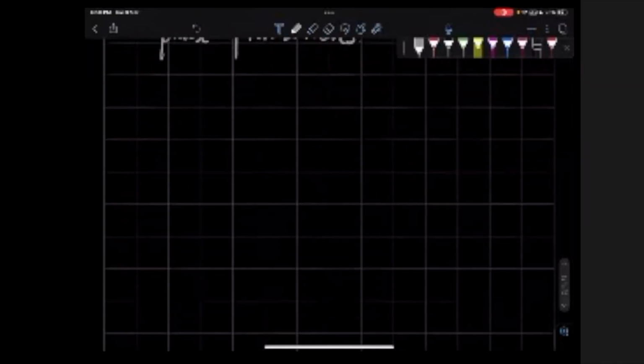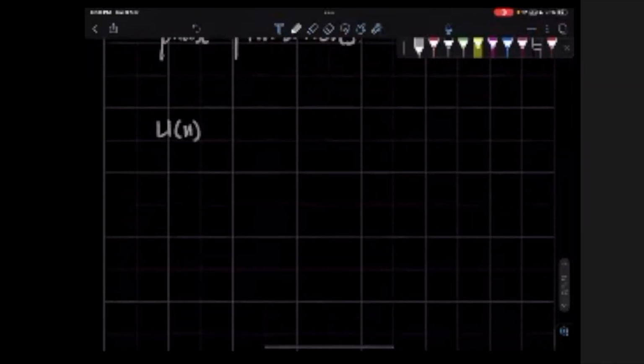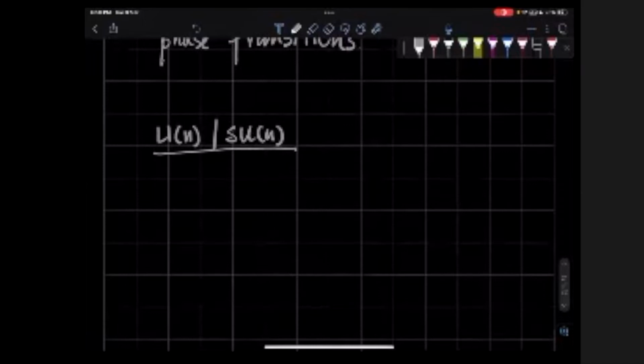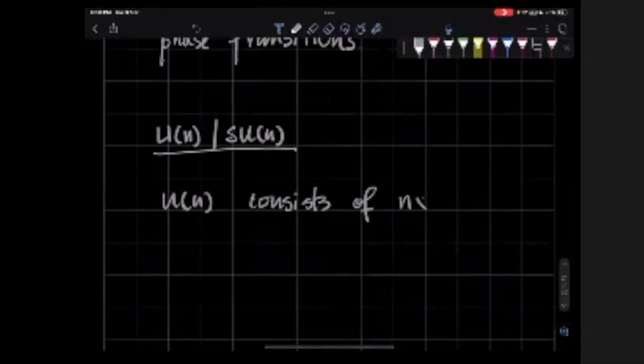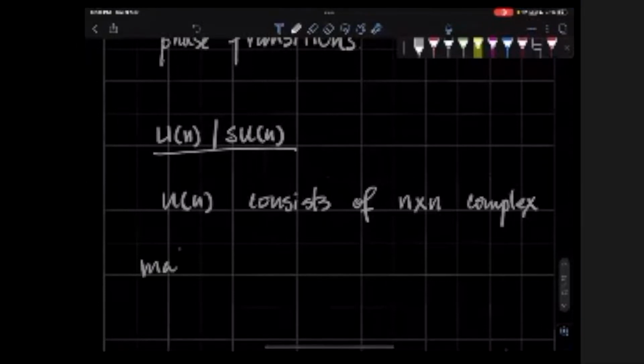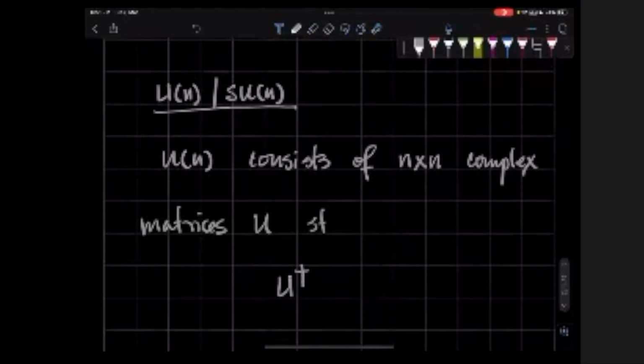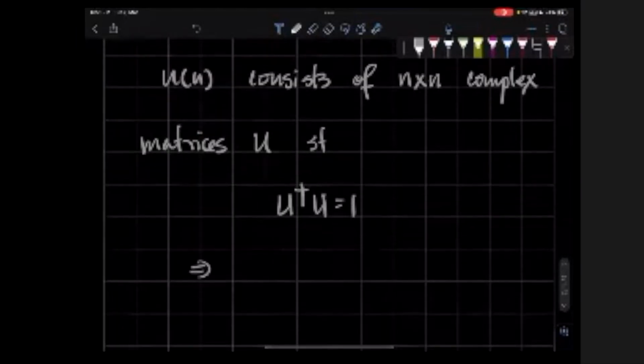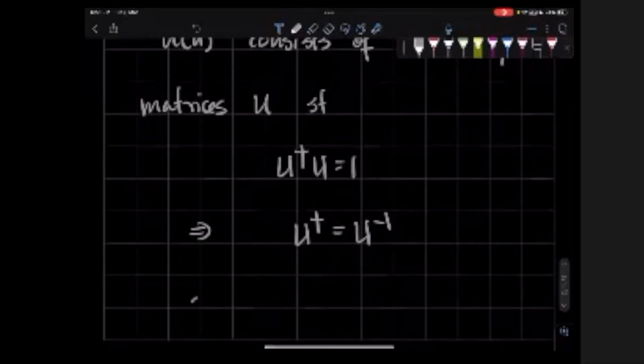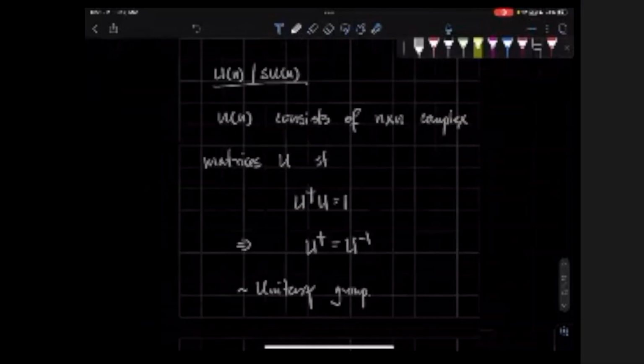So next, let's look at the groups U(N) and SU(N). U(N) consists of n by n complex matrices U such that U dagger U is 1, or in other words, U dagger is equal to U inverse. These are called unitary matrices. So, the unitary group. That's basically U(N).